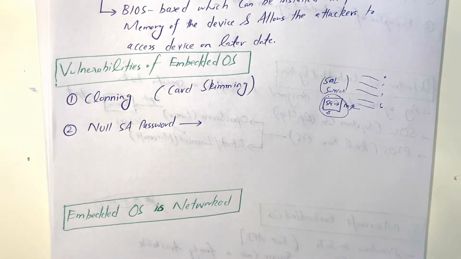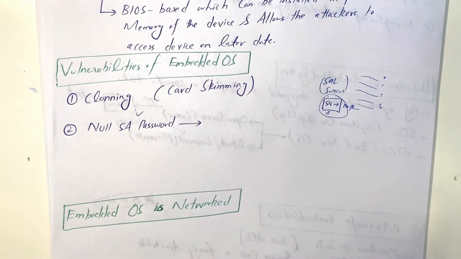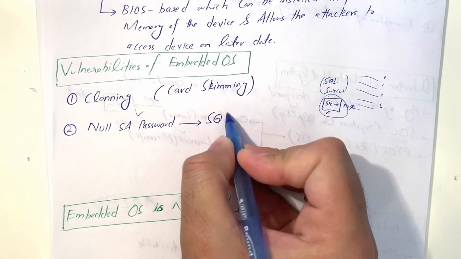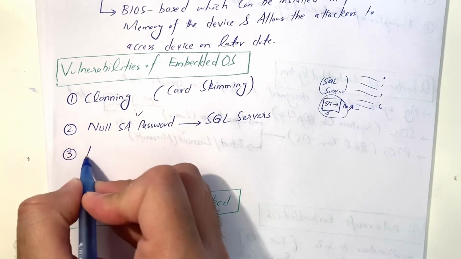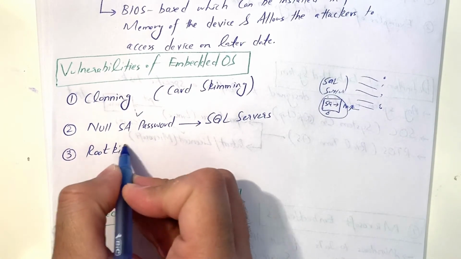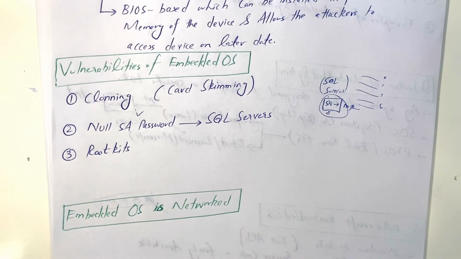So of course, that's one of the problems. It's not that critical an issue, but still it is a problem of SQL servers. Okay. The third is rootkit, which we already talked about. Rootkits are also a problem of embedded operating systems, specifically Linux.